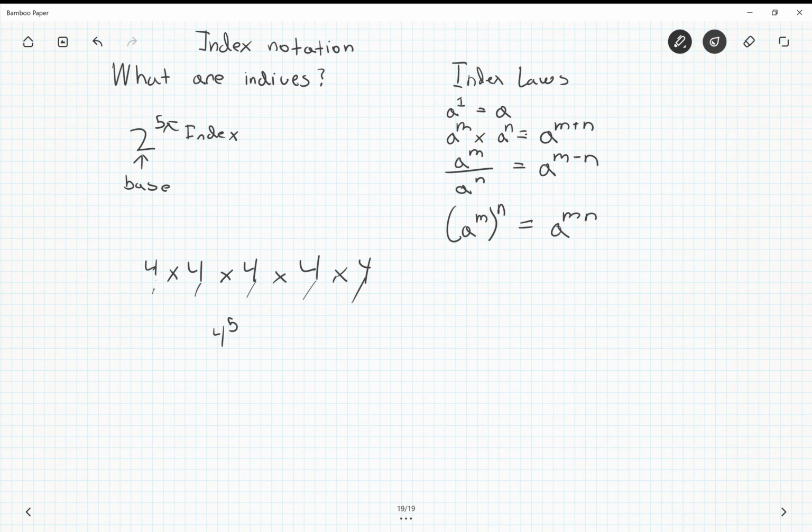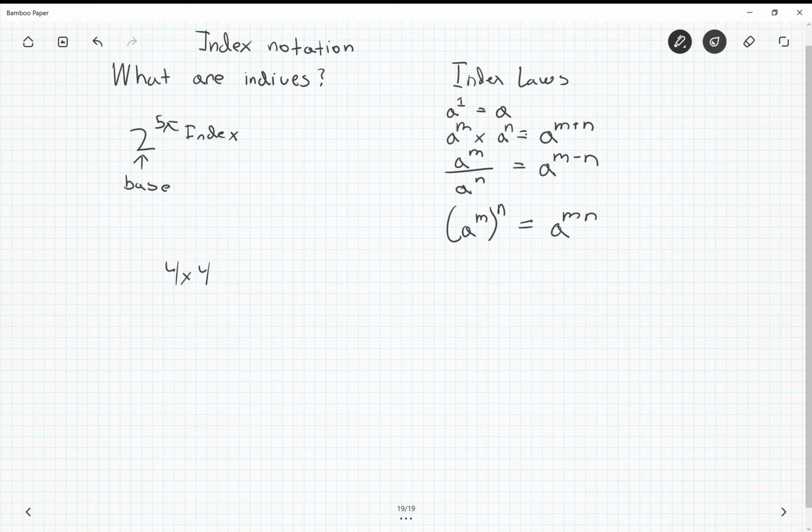Okay, let's try something else, a bit different this time. How about 4 times 4 times 4 times 3 times 3 times 2. Now this one is going to be a bit different, because now there are different bases, but still it shouldn't matter. In these kinds of circumstances, we still need to count how many of every single base is being multiplied by itself. So the first base we have is 4.